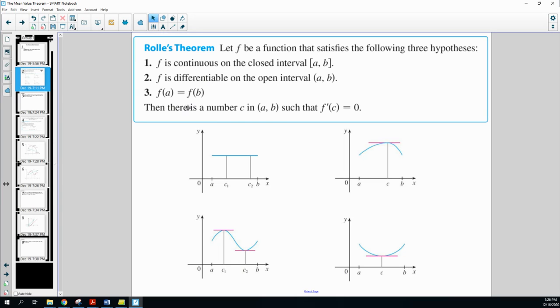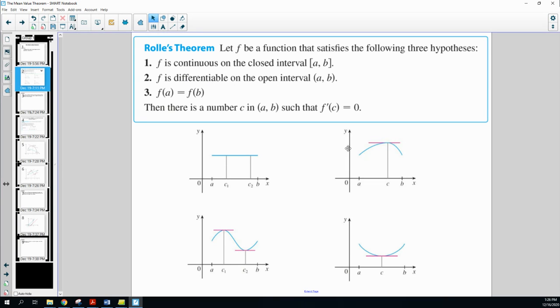So basically what this means, here's four examples of Rolle's theorem. This means that we have the same endpoint. So a and b are going to be at the same y value. So a and b obviously are different x values, but they have the same y value. It's differentiable on the open interval, meaning that a derivative exists at every point within the interval. Then there must be some point c, or in some cases multiple c's, where the derivative is equal to 0.